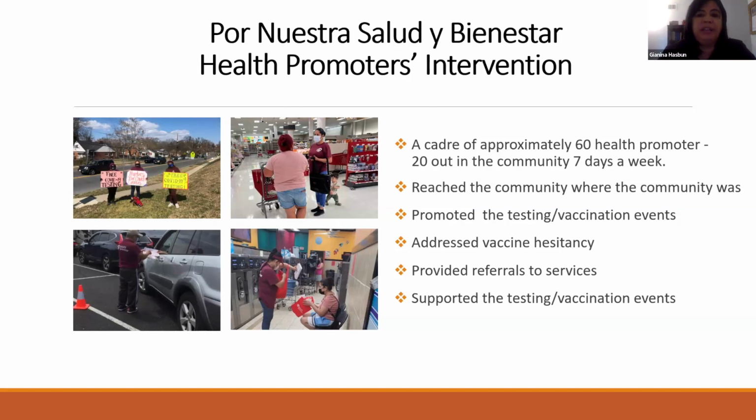They were the ones, again, receiving all this information. So they would bring that and share that information in terms of what the fears were, why people didn't want to get vaccinated. And I guess we all know all the fears that were out there, and we were able to develop together interventions that would address those hesitancies. They were providing referrals and, of course, supporting the testing and vaccination events.